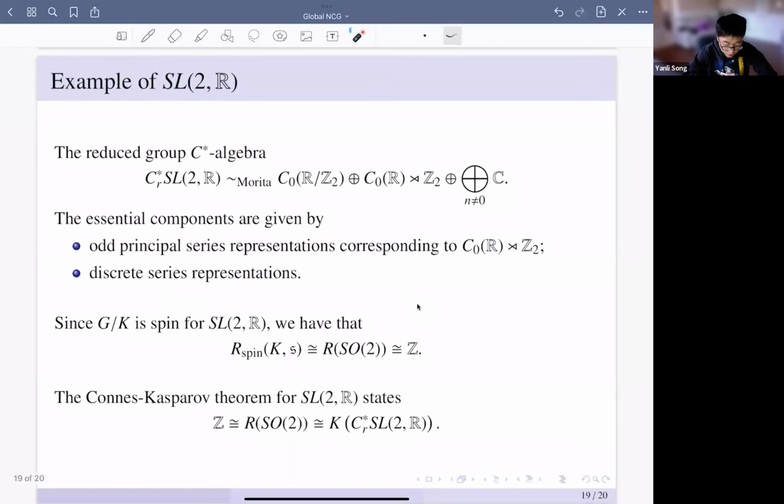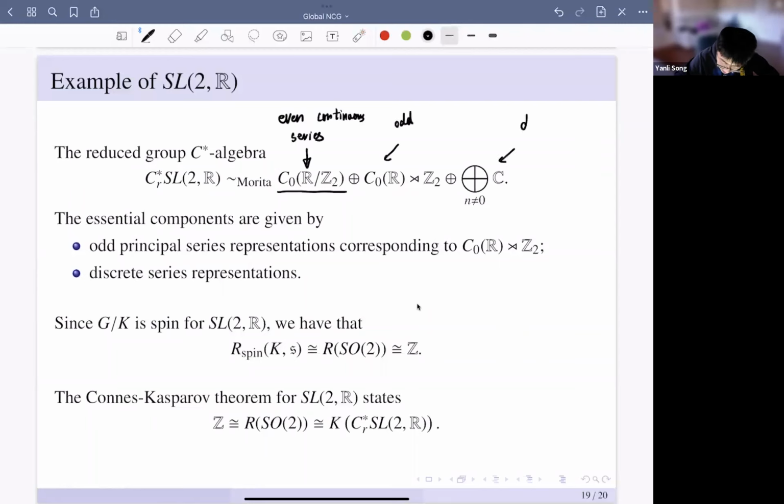And the structure of the reduced C-star algebra of the SL2R is given by this one corresponding to the even continuous principal series, and this one is the odd continuous series, and this part are discrete series. And you can see that if you want to compute the essential part, this one won't contribute to the K theory. This Z2 is W sigma prime, and this one is the R sigma. So in the odd part, it has no W sigma prime. So this is the essential part, which would contribute to the K theory.